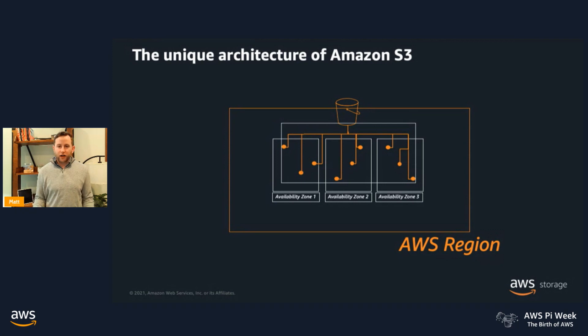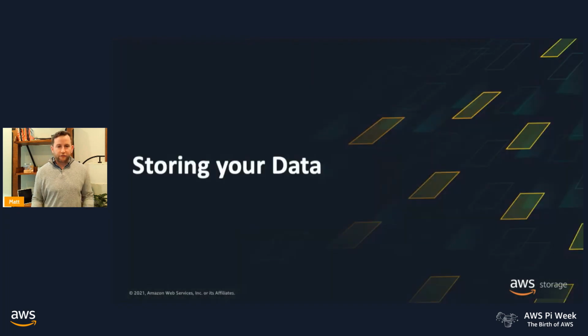Spreading data across a region, and that regional model for S3, provides inherent characteristics like durability, availability, and performance. This is significantly different than you might experience if you're running your own data center on premises, where you might interact with a single file server, or you might store your data just within a single data center. So now that we understand the context behind how S3 works as a system, we can start with our first pillar of our framework, which is storing your data.